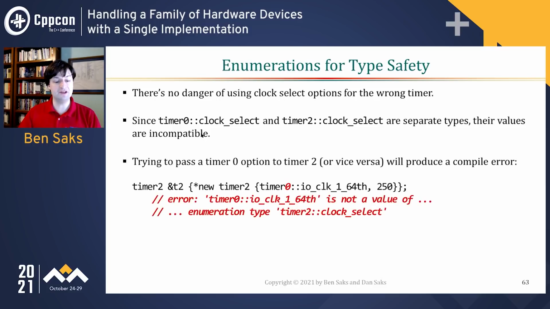So if the user tries to create a timer 2 object, but accidentally passes in a clock select option that goes with timer 0, they will get a compile error. Something that says the option that you specified is not a valid value of the kind of enumeration that I was expecting. And the user will see this and hopefully go and make the appropriate changes so that their code does what they had in mind in the first place.